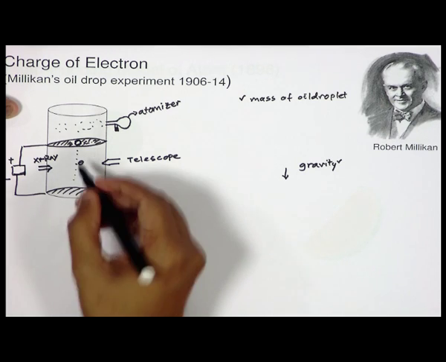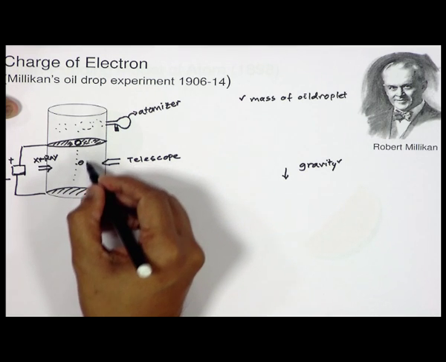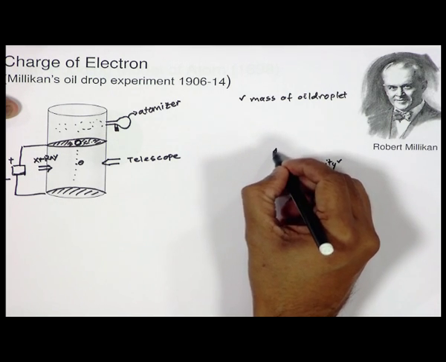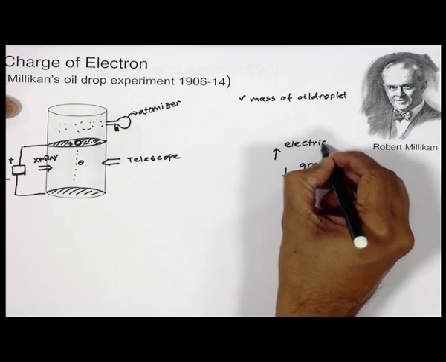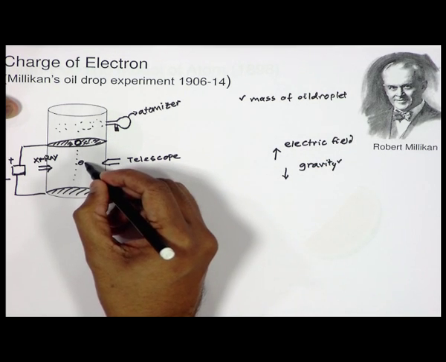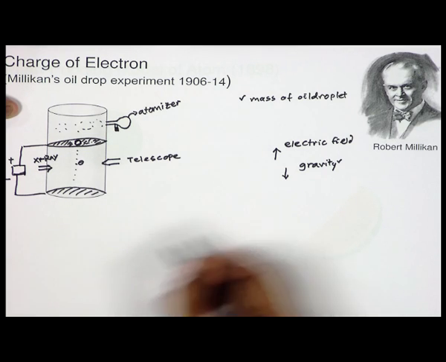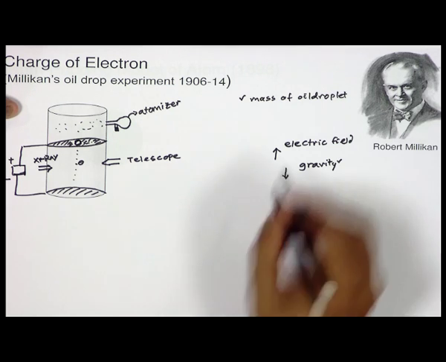Now, you can see, because these are negatively charged oil droplets, they would be attracted towards the positive plate. So, they will go upward. Now there is another force because of the electric field, which will pull this charged droplet upwards, and gravity is anyway pulling it downwards.